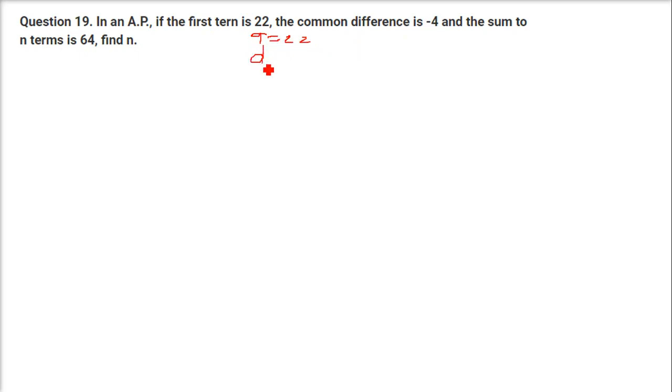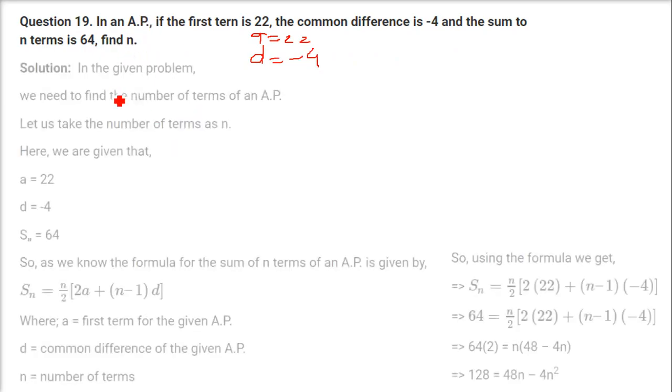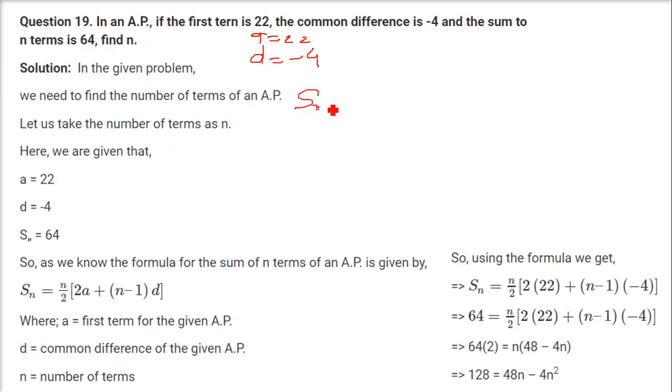If in an AP the first term A is 22, common difference is minus 4, so D is minus 4, and the sum to n terms is 64, find the n. So the sum Sn is given. So n by 2 into 2a, that is 2 into 22, plus n minus 1 into d, that is minus 4, is given as 64. So you just have to solve this.